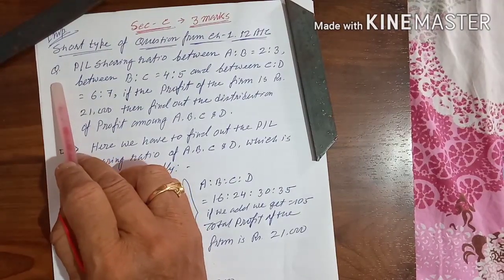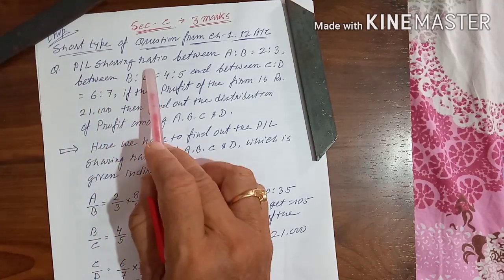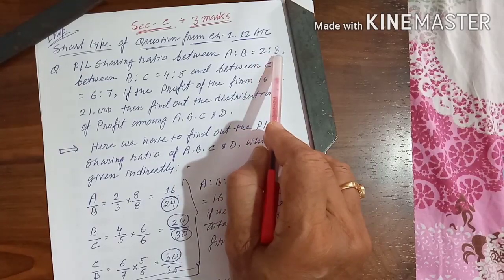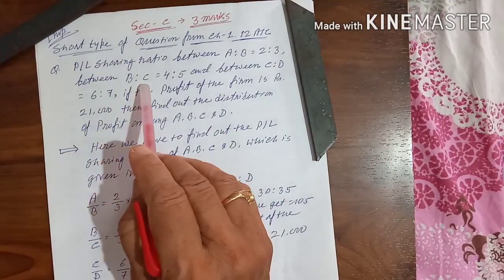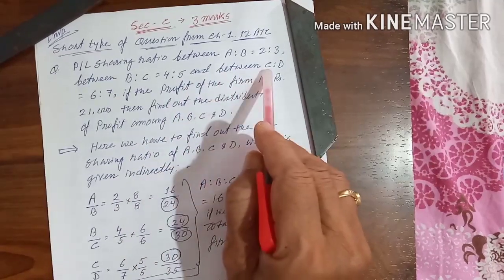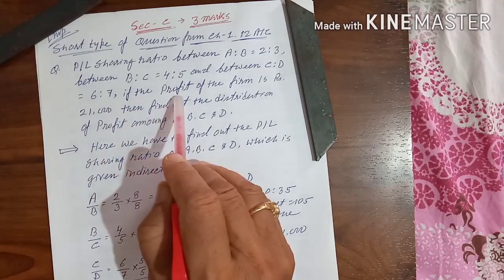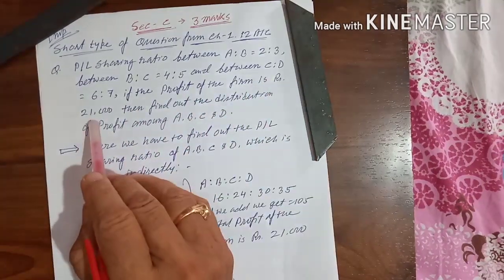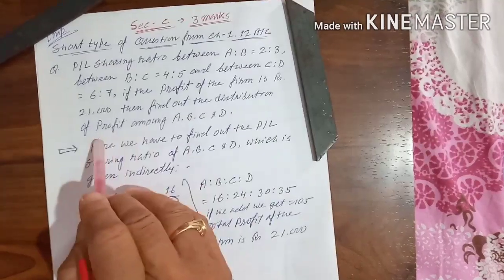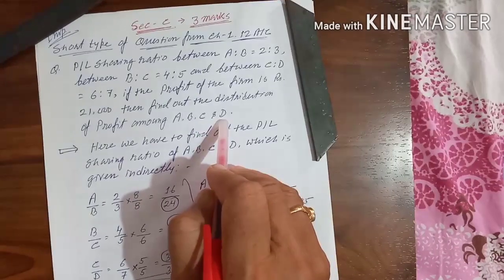First one, question number 1. The profit and loss sharing ratio between A and B is 2 is to 3, between B and C is 4 is to 5, and between C and D is 6 is to 7. If the profit of the firm is rupees 21,000, then find out the distribution of the profit among A, B, C and D.